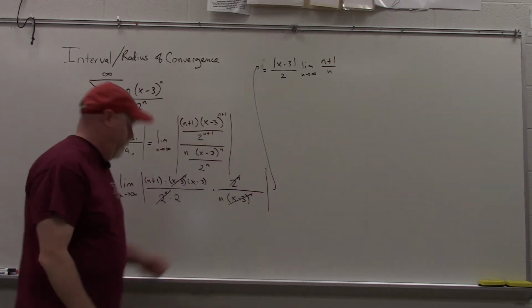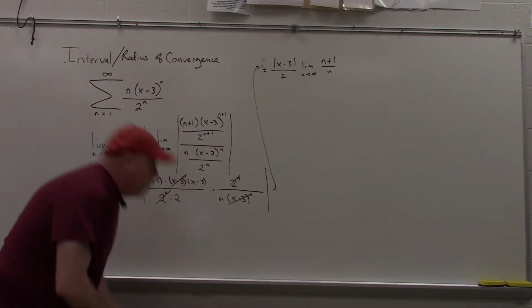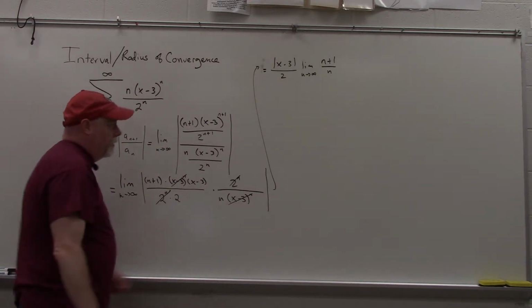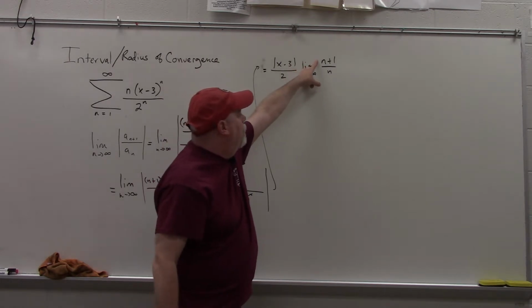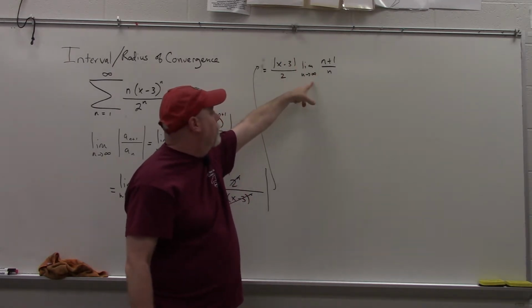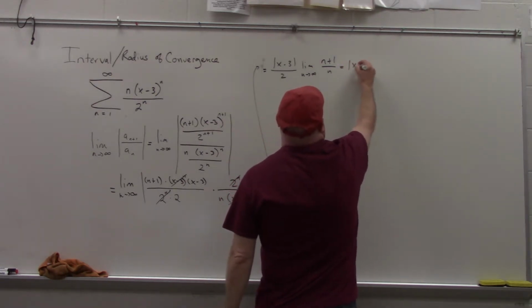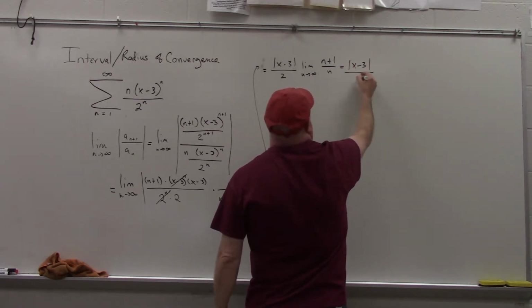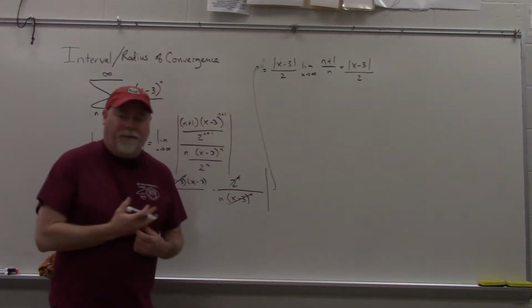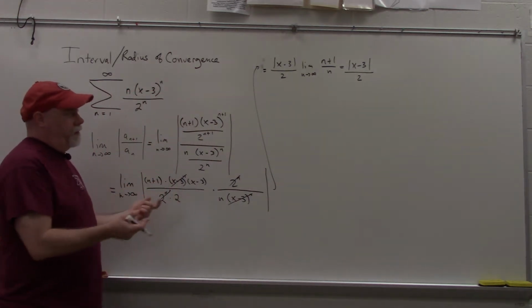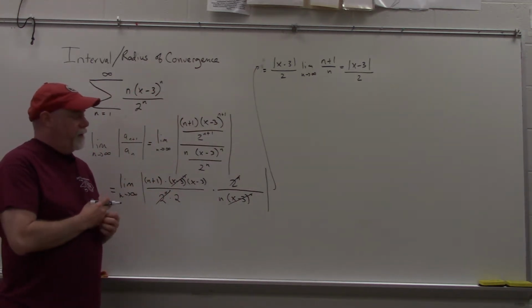All right, the degrees there are the same, so we look at the coefficients of the leading powers, and that's going to be 1 over 1, so the limit of this part is just going to be 1. So that gives me absolute value of x minus 3 over 2. All right, so let's see. We've just done the ratio test, and we've gotten most of the information we need out of the ratio test.